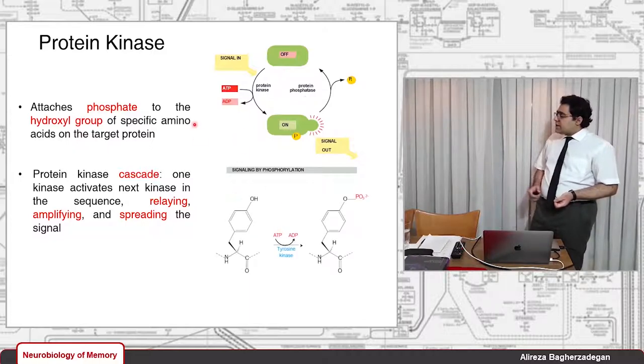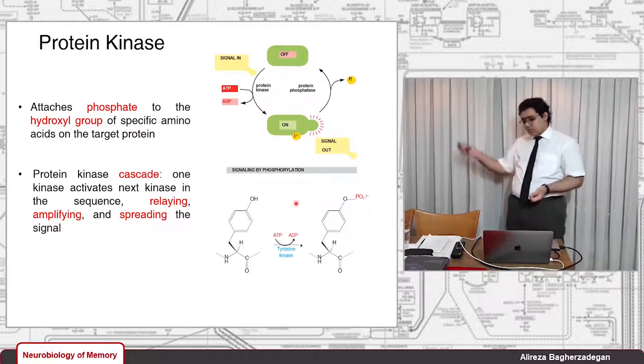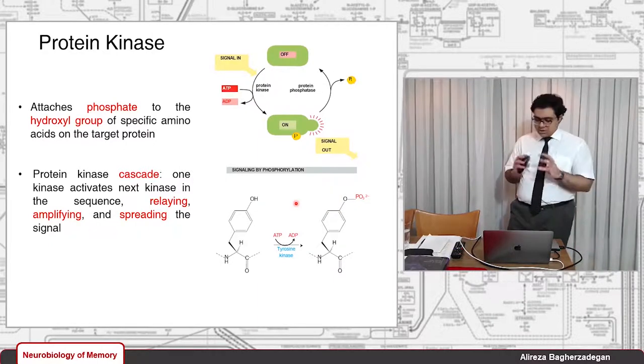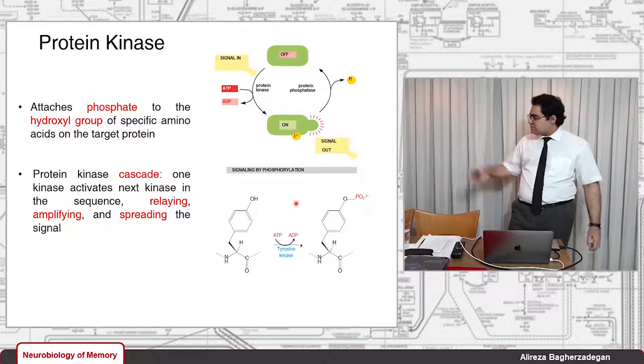So I told you that a kinase is going to add a phosphate to the hydroxyl group of specific amino acids. For example, this is tyrosine kinase. And this is a side chain of tyrosine. You can see that this is a hydroxyl group, and the tyrosine kinase is going to add a phosphate to this hydroxyl group. Okay? And this is how a kinase works, although this is very, very schematic. I'm going to actually show you some real molecular dynamics and protein dynamics. I'm going to show you the exact chemical reaction in which a kinase adds a phosphate to the substrate, okay?